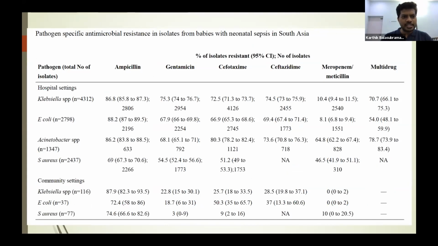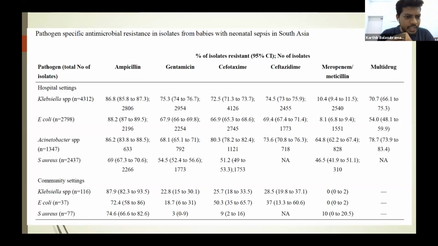now if you look at the first half of the tabulation, the hospital setting, Klebsiella, E. coli, Acinetobacter, Staph aureus, you find that more than 80% of them are resistant to ampicillin, about 70% are resistant to gentamicin, and almost close to 80% are resistant to cefotaxime and ceftazidime. Luckily, many of these organisms are still sensitive to meropenem.